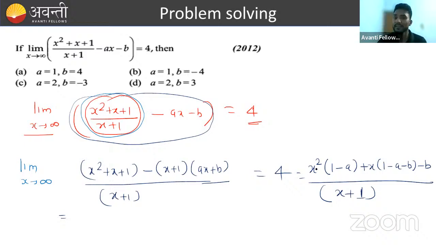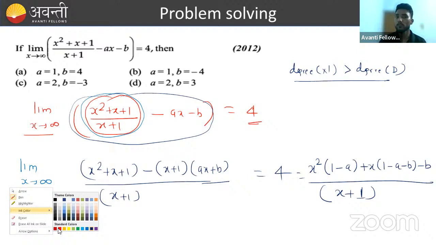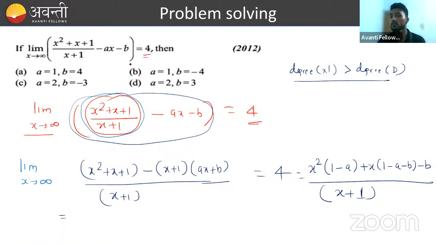What is the problem? The degrees are still 2 and 1. If the degree of the numerator is greater than the degree of the denominator, then the limiting value will be infinity. So we don't want an infinity answer. We want the exact answer, that is 4. So what we have to do in this case is make the coefficient of the highest power 0, because there is no other option, right?